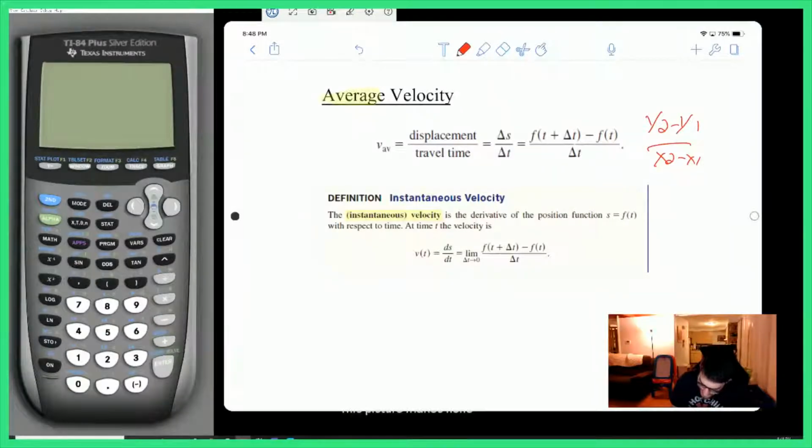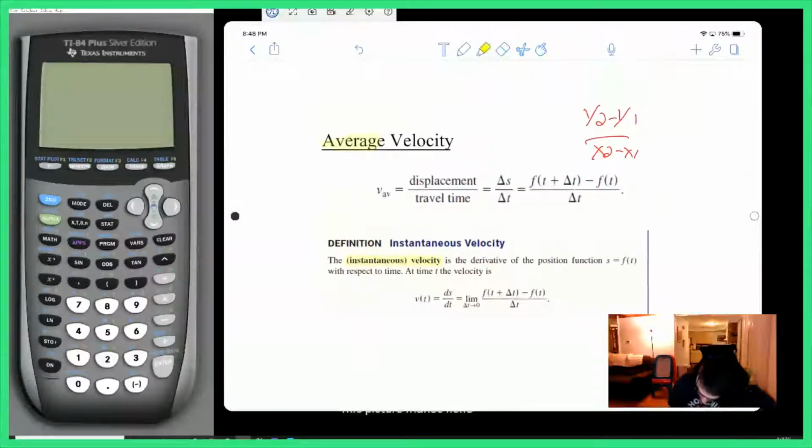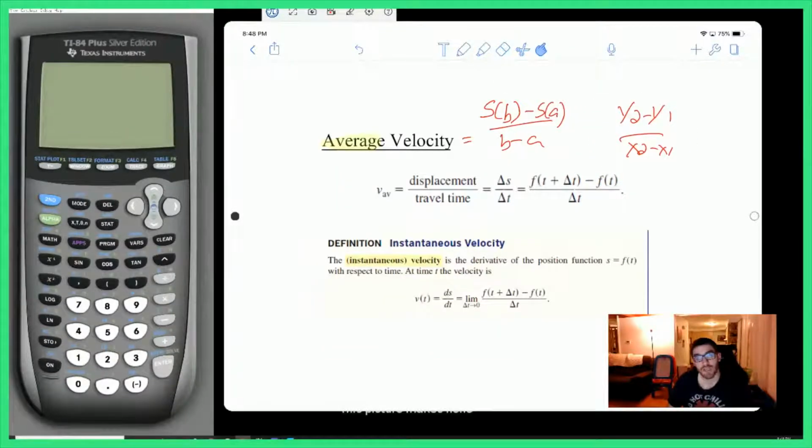But it's really important to understand that average velocity actually uses the position. So if I took this a step further, average velocity is really the position at some value b, let's say, minus the position at some value a, divided by b minus a, s of t being the position function. So average velocity, when calculated, does not use a derivative. However, the instantaneous velocity uses the derivative of position. So you just plug the value into the derivative of position, and you've got your answer.